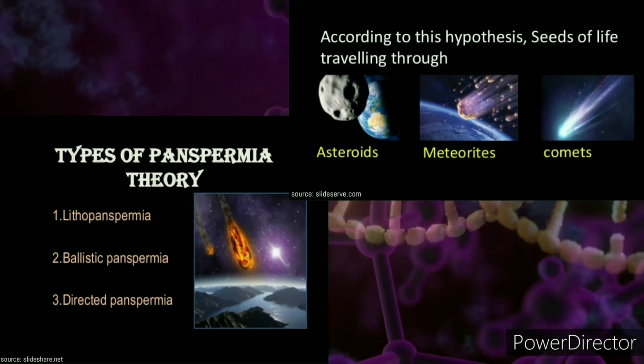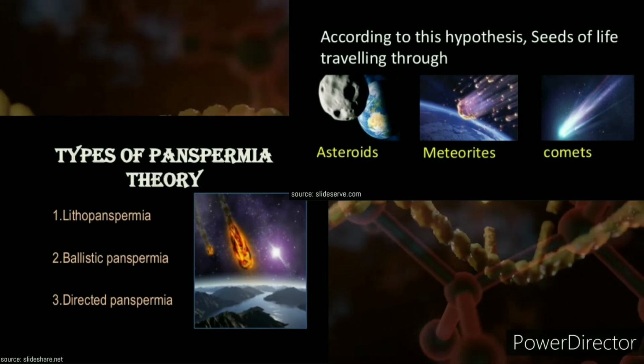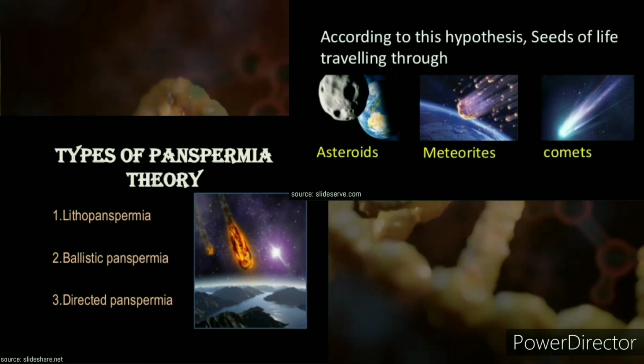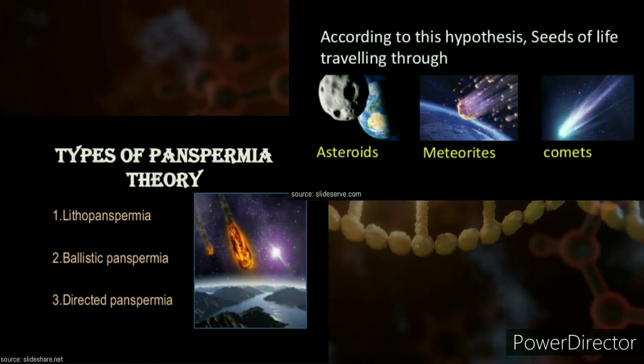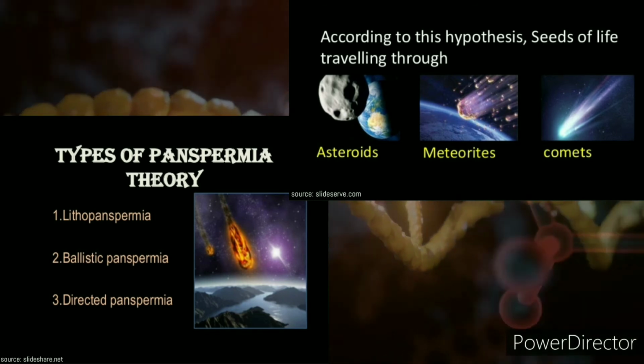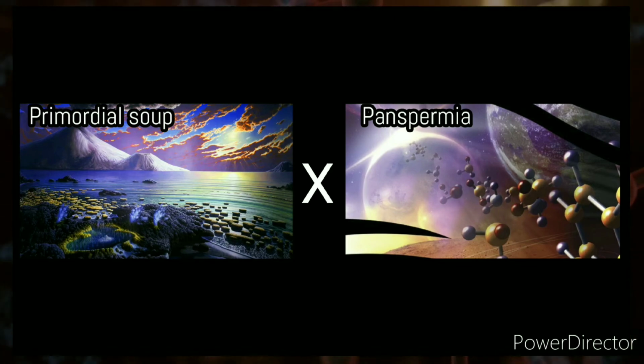Concurrent theories. The panspermia theory. This theory believes that life came from space, within spatial objects, like meteoroids, asteroids, comets, and planetoids. These are the more relevant theories about the origin of life.